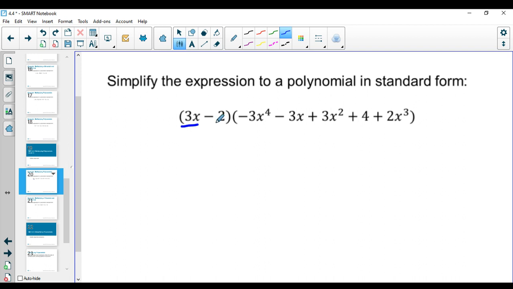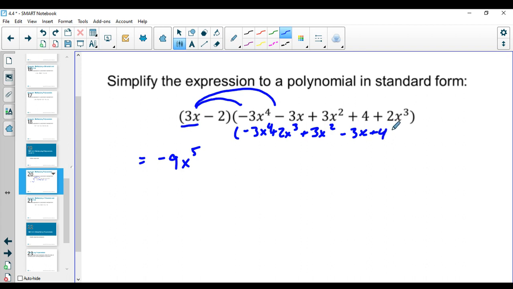So I'm going to start with this 3x, and I'm going to times it by everything over here. So 3x times negative 3x to the fourth. Well, 3 times negative 3 is negative 9, and then x times x to the fourth is going to be x to the fifth. So I just keep doing that. 3x times negative 3x to the fourth, and then I'm going to put the plus 2x cubed here, and then I'm going to write it in order, and then plus 3x squared minus 3x plus 4.